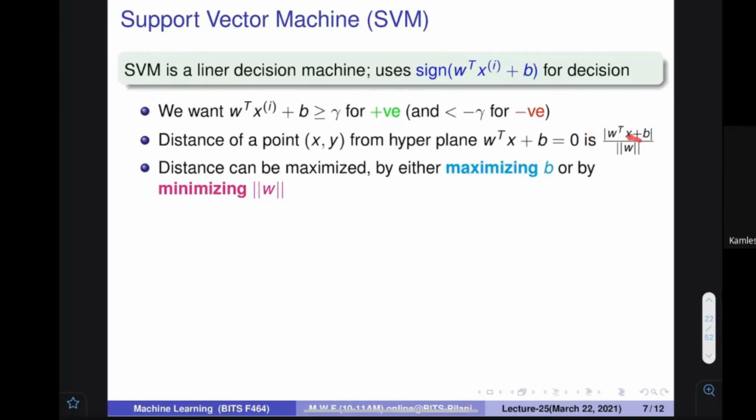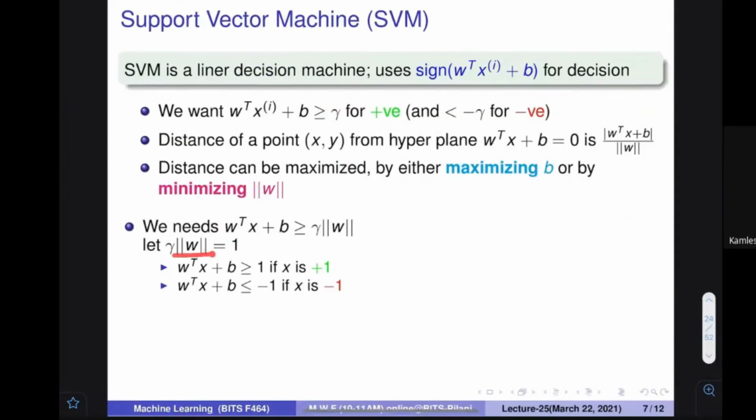You can minimize, as we discussed a few minutes back, the value of the norm of W. So we need this particular quantity to be greater than gamma times W for the positive, and less than gamma times W for the negative. And similarly, we have just discussed this with different values.